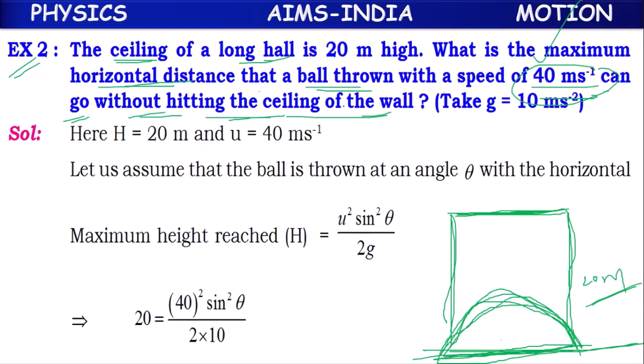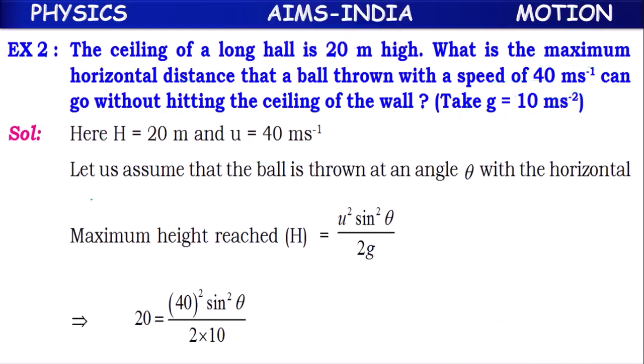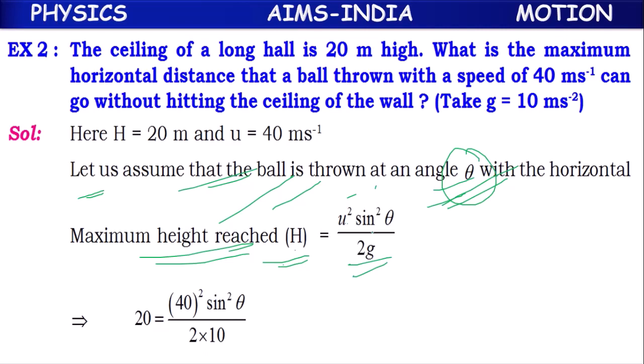For this, they have given the height of the hall, the initial velocity 40 meter per second, and the g value, which we have to take as 10 meter per second square. So h, u, g values are given. Now suppose we assume that the ball is thrown with an angle theta and it has reached maximum height. Then according to the formula, h equal to u square sin square theta by 2g.